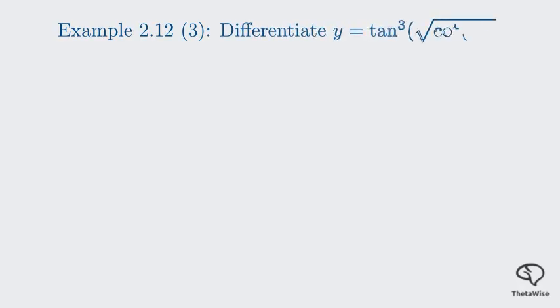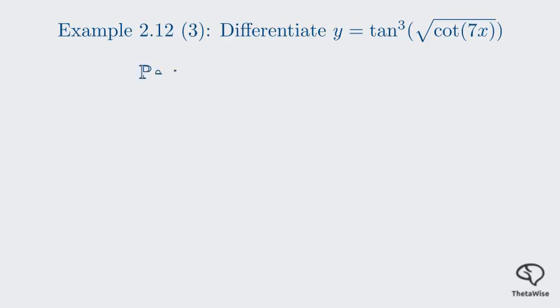This time, a very complex composite function. Our next problem is to differentiate the function y equals tan cubed of the square root of cotangent of 7x. The structure of this function is a power of a tangent of a root of a cotangent of a linear function. This is a classic case for the repeated application of the chain rule. It's like an onion with many layers.